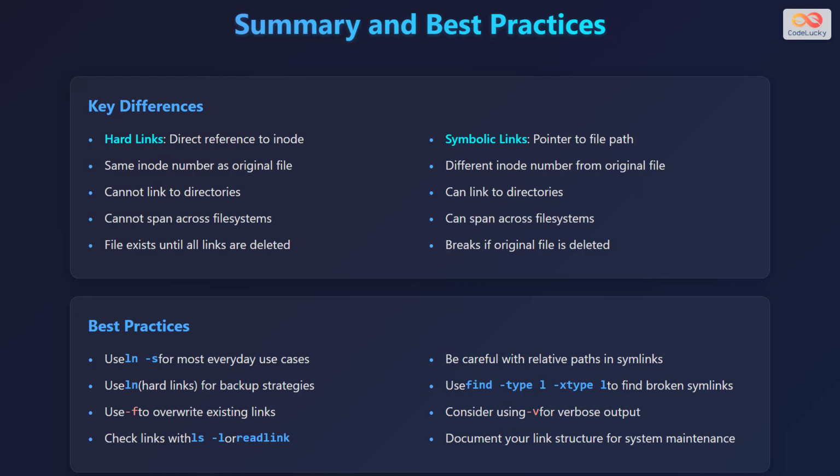Here are some best practices. Use ln -s for most everyday use cases. Use ln for hard links when implementing backup strategies. Use -f to overwrite existing links. Check links with ls -l or readlink. Be careful with relative paths in symbolic links. Use find -type l to find broken symbolic links. Consider using -v for verbose output. Document your link structure for system maintenance.